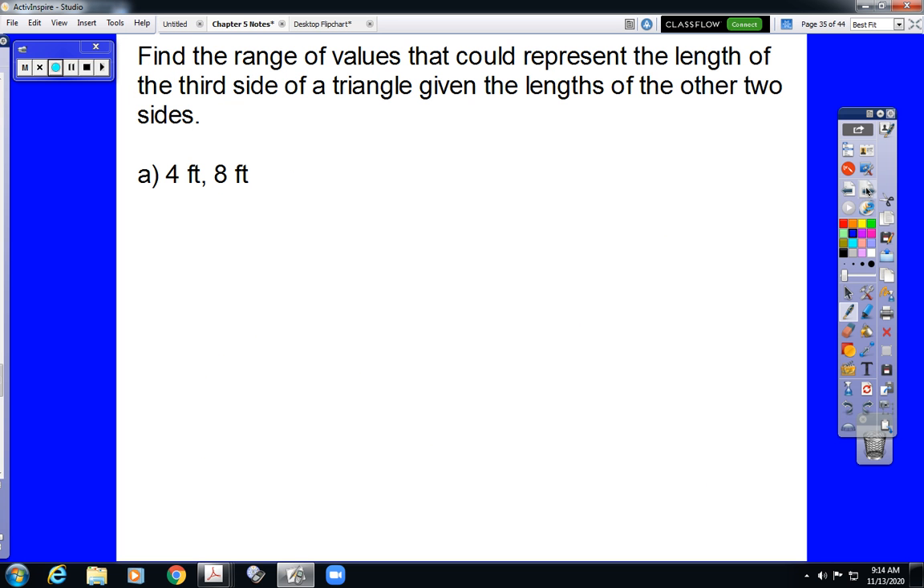Okay. The other problem type that we could see involves coming up with a range of values for the third side of a triangle.